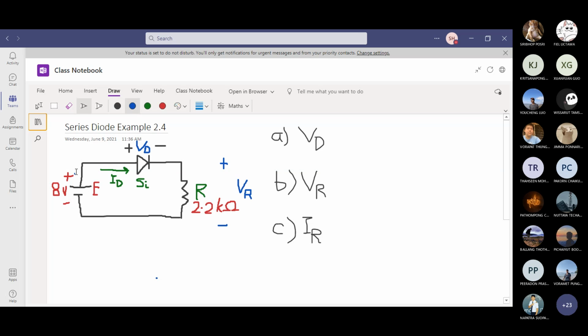What voltage is coming in? 8 volts is directly coming in here. Definitely it is more than 0.7. It will turn on. And polarity is plus. This is the plus side. This one is the minus side. It is forward bias now. Once the diode is turned on, the circuit loop is closed. What will be the VD across the silicon diode now?